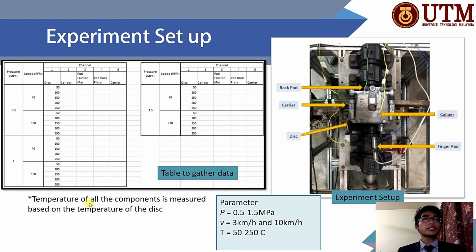As you can see, the temperature of all the components is measured based on the temperature of this. So, when the disc is 50 degrees, I measured the data from the thermocouple display for the caliper, pad friction mat, pad backplate, and also carrier. This is done for the pressure of 0.5 until 1.5 megapascal, and also speed from 40 rpm until 130 rpm.